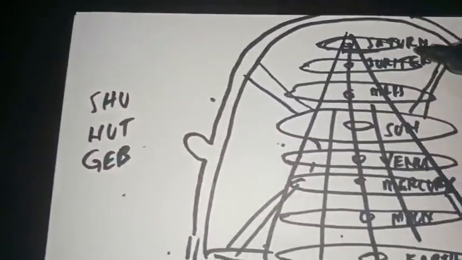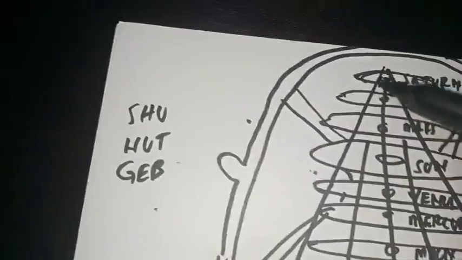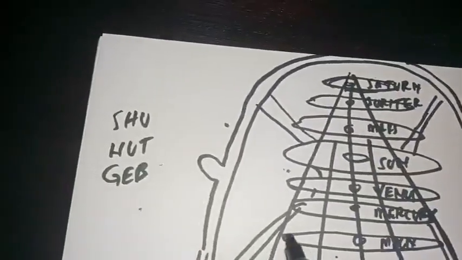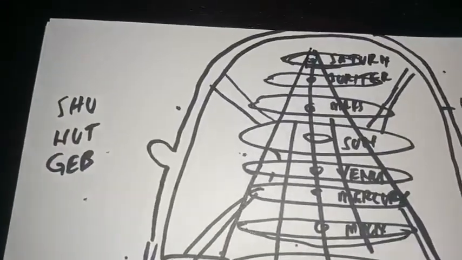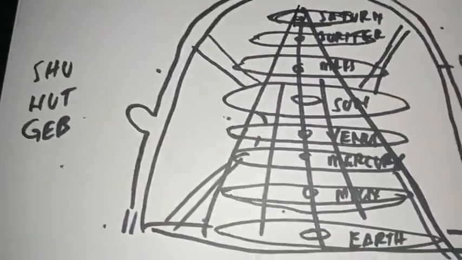So Saturn is the Lord of the Rings, which is up here, projecting everything. And it is the last luminary, it is the moon. So that's why they say the Saturn moon matrix.